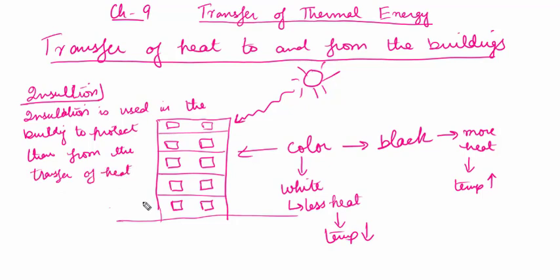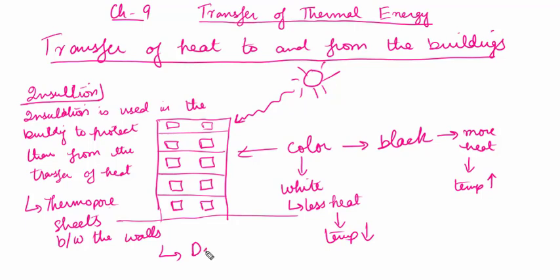When insulation is used in the windows and in the walls of the building, less heat will be able to transfer from the outside to the inside of the building. The types of insulation that we can use: there could be thermopore sheets in between the walls of the building, and we can also use double glazed glass in the windows of the building.